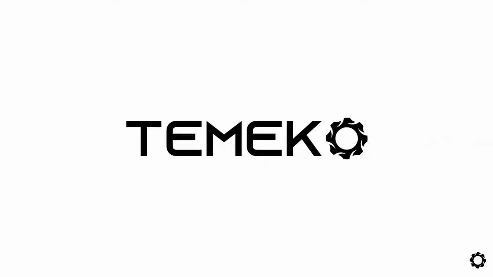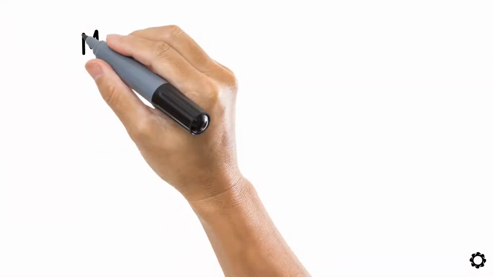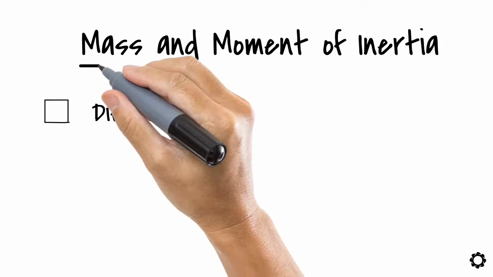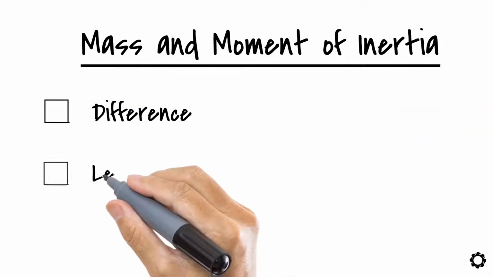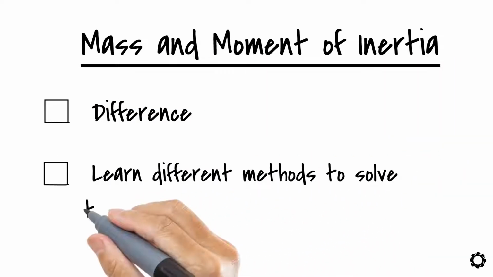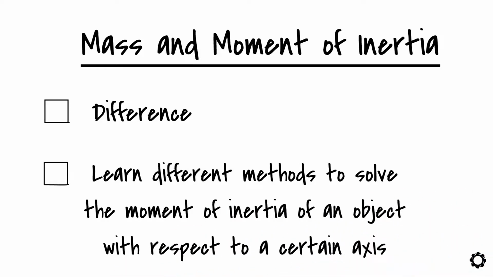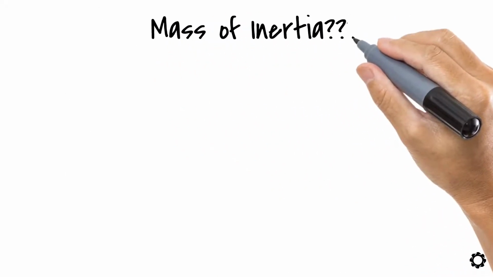In this video, we are going to learn the definition of mass and moment of inertia of an object, and the difference between these two. We will also learn different methods to solve the moment of inertia of an object with respect to a certain axis. Let's get started. So what do we mean when we say that some object has mass of inertia?